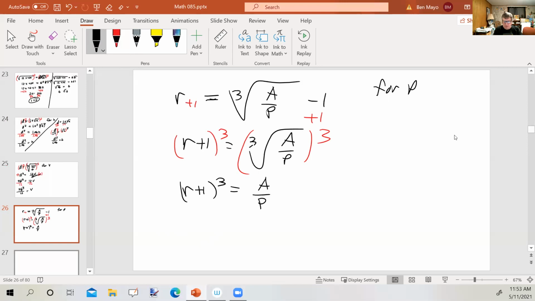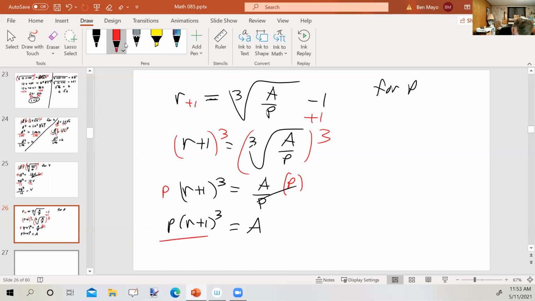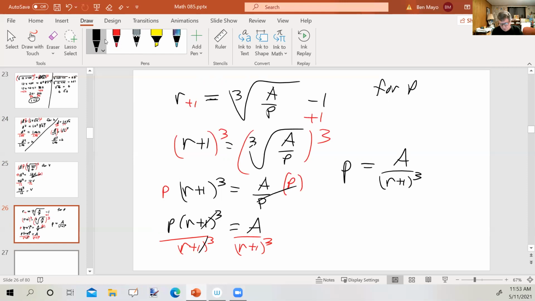We're trying to solve for p, and p is in the denominator. So I need to get it in the numerator. So I'll multiply both sides by p. But now I need to get p all by itself. So I'll divide by r plus 1, the quantity cubed. So p equals a divided by r plus 1, the quantity cubed.